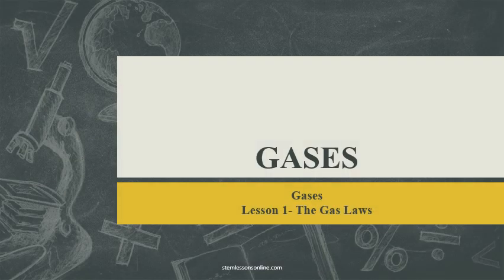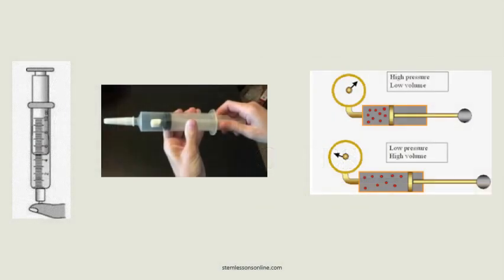Welcome back to this chapter, gases. Last lesson, we learned what are the variables that explain the characteristics and behavior of gases. And in this lesson, we will talk about how these variables are related. Let's see the relation between the pressure and volume.